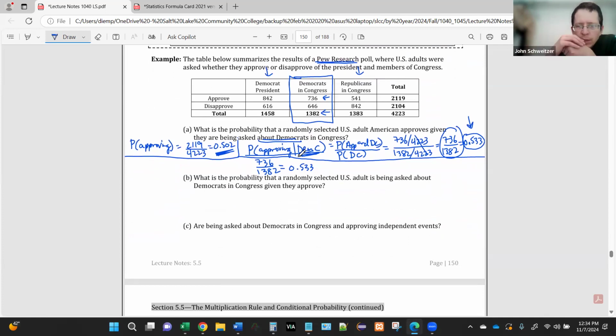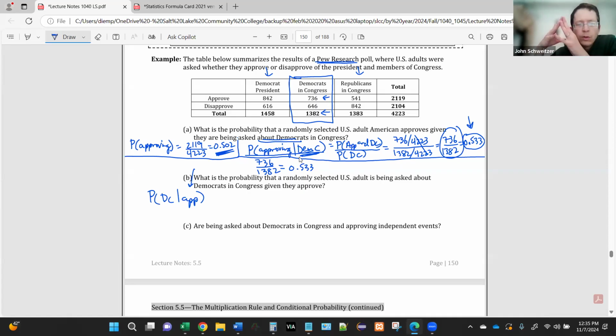What is the probability that a randomly selected U.S. adult is being asked about Democrats in Congress given that they approve? Isn't that the same thing? Okay, so you have a particular question that was answered by a particular person, right? And so we're trying to guess if that question was about Democrats in Congress. And I'm going to give you a little information. I'm going to tell you that the answer to that question was approve.